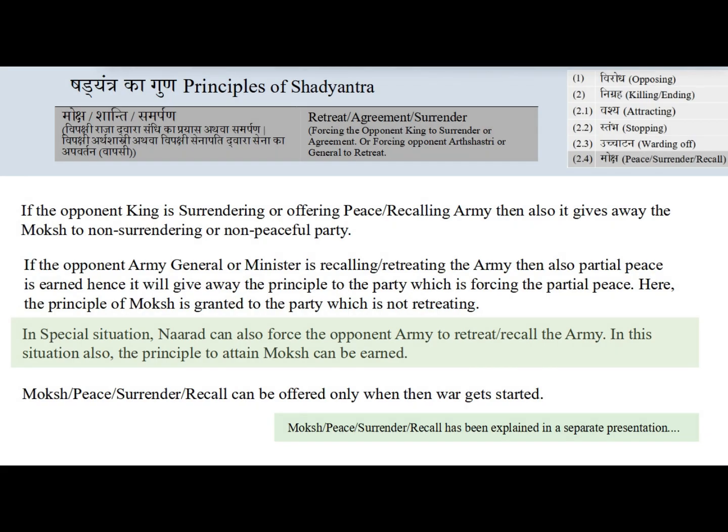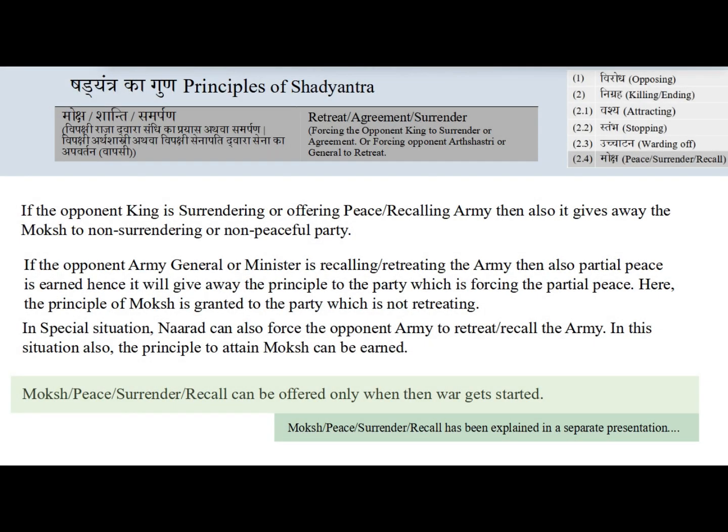In this special situation, Narad can also force the opponent party to retreat or recall the army. In this situation also, the principle of Moksh can be earned. Remember, Moksh, peace, surrender or recall can be offered only when the war has started.